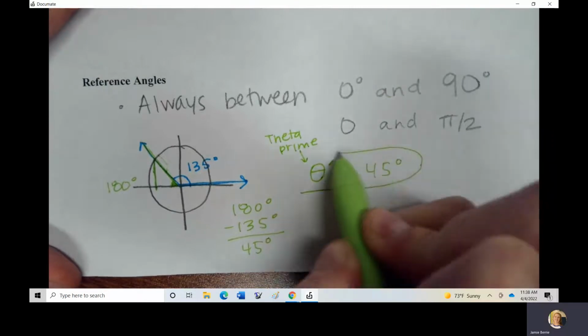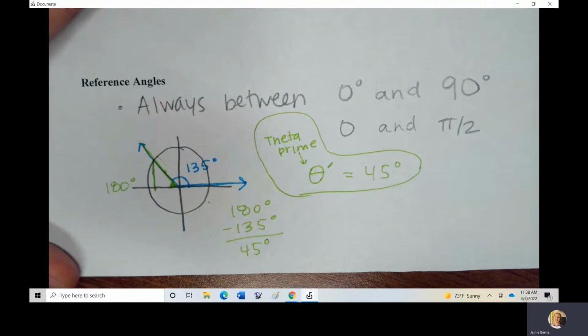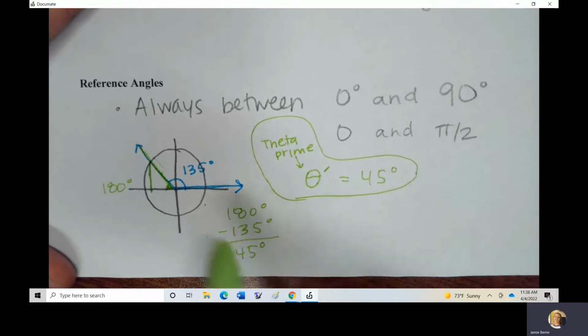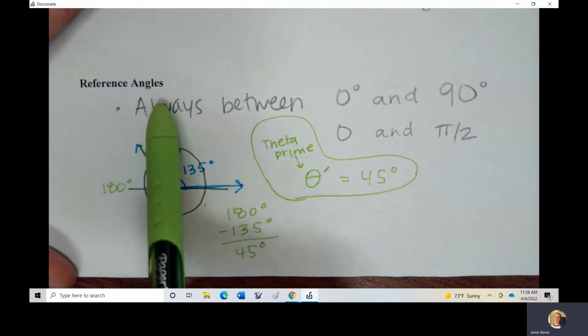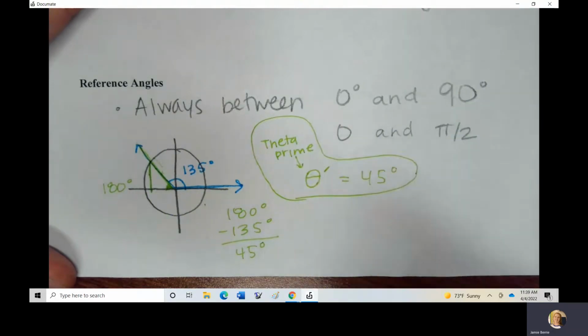All right, so let's do a couple of examples with some bigger numbers other than 135, because the larger the angle that you're working with, the more complicated it is to find the reference angle. I think that's fair. So thing to remember, reference angles are always between 0 and 90 degrees, or if you're in radians, 0 and pi over 2.